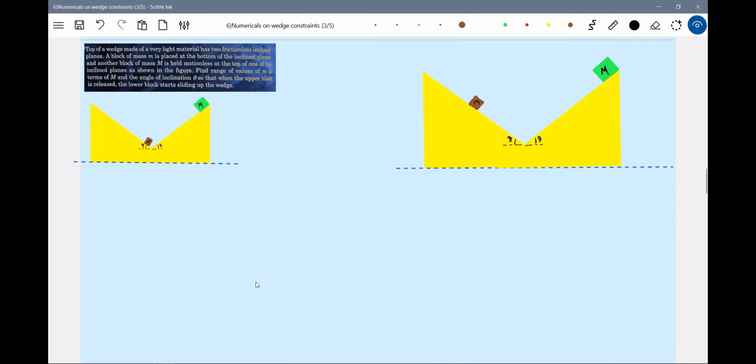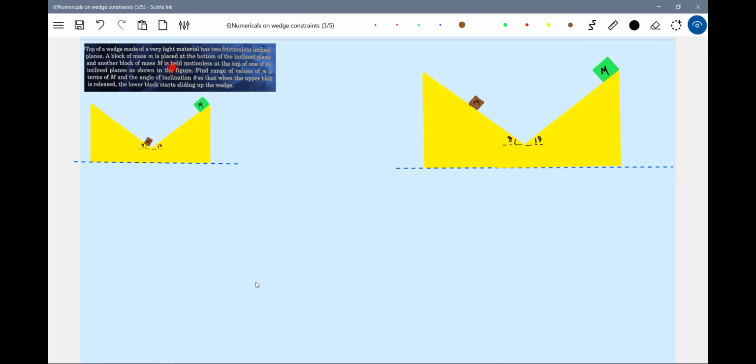Actually, it should be here only. I should discuss it, but all the things indicating here will be a big headache, so I just kept it here. The moment you release, in what direction will this wedge move? Another block is telling us to find the range of values of m.